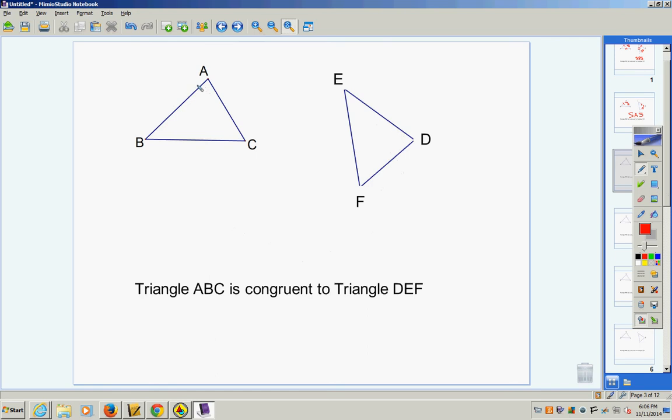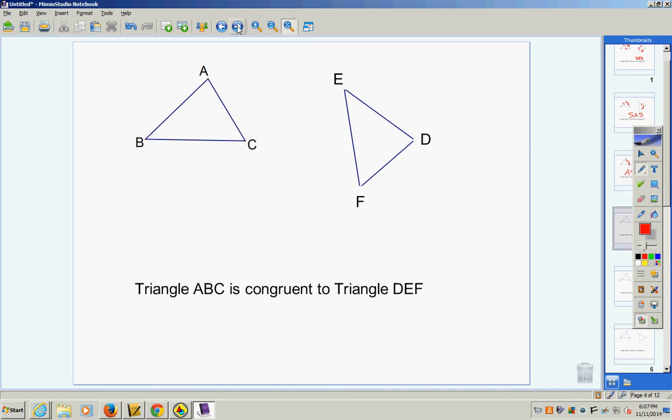Let's say angle A is congruent to angle D again. Angle C is congruent to angle F. And AC is congruent to DF. Okay, so now we have two angles and the side that's between them. So this is called angle, side, angle. This is another way to prove triangles are congruent.